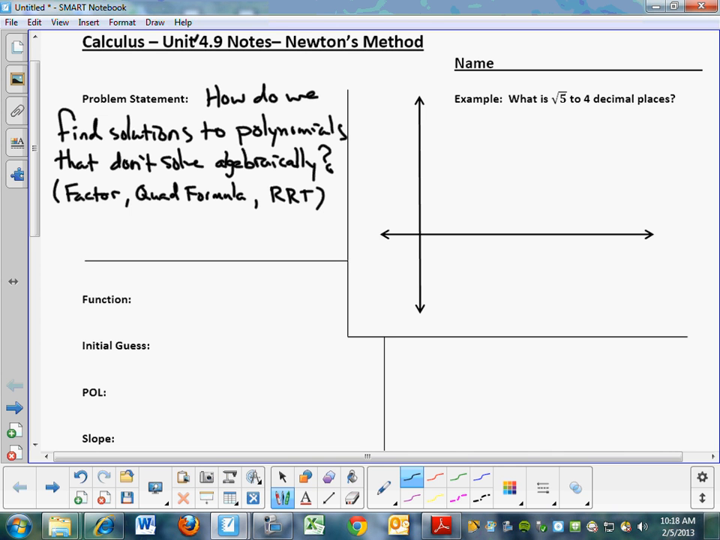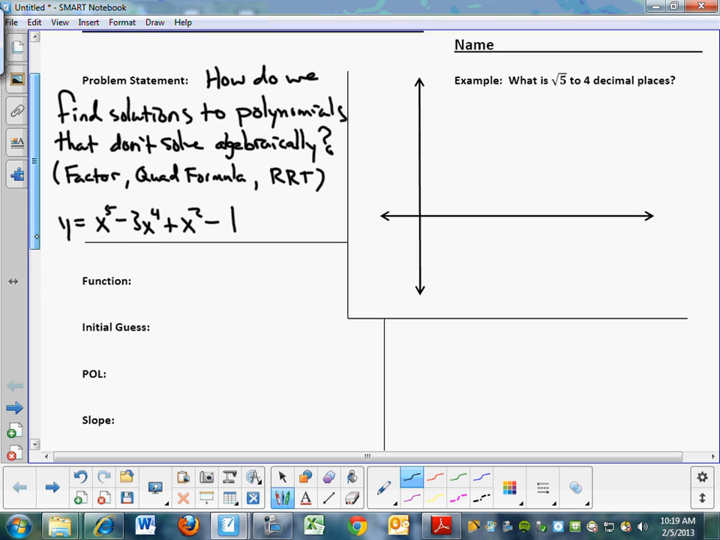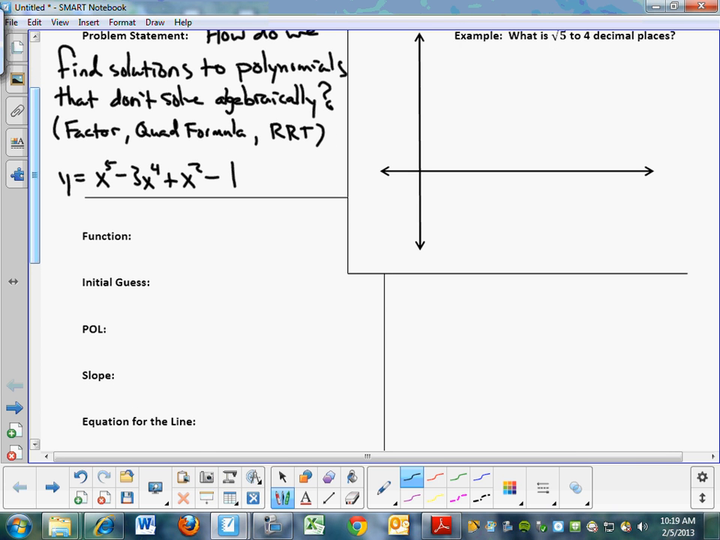For example, let's say that you had y is equal to x to the fifth minus 3x to the fourth plus x squared minus 1. What are the solutions to something like that? Well, yeah, exactly. Merlane's absolutely right. You give up. We cannot find ways to solve this algebraically.